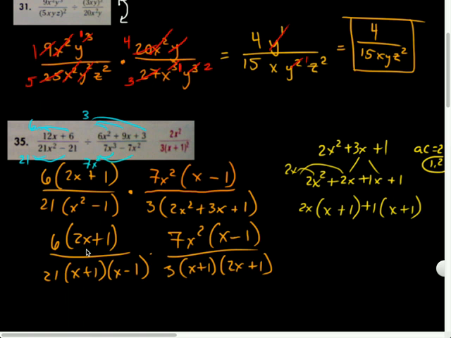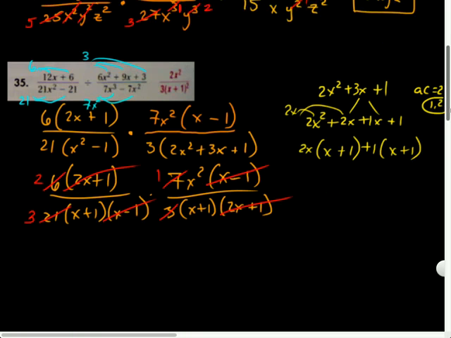Let's cancel some stuff. Let's see, 3 goes into 6 twice. 7 goes into 7 once, and into 21 3 times. What else cancels here, folks? Yep, those x minus 1s. And the 2x plus 1, and the 2x plus 1.